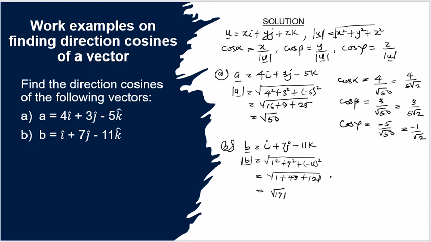So again, if you are looking for the direction cosine for this position vector B along the axes of the unit vectors, we have cos alpha equal to 1 over root 171, then cos beta equal to 7 over root 171, then cos gamma equal to minus 11 over root 171.